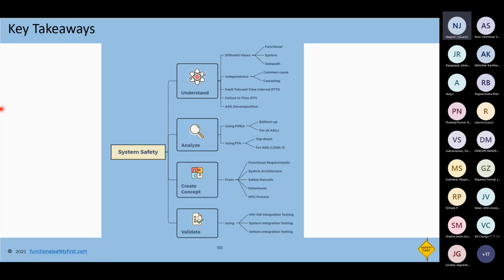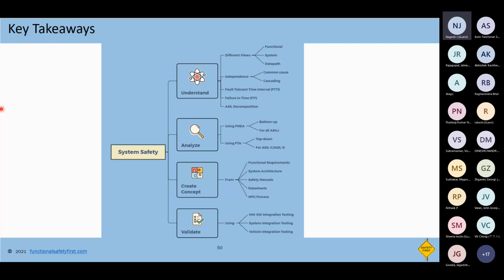Once we have this fundamental understanding of these key concepts from the standard, and a clear view of how our system is going to look, the functional view of our ECU, the system view of our ECU, the data path view of our ECU, then we can start looking at the analysis part. We can start looking at the ways in which my system can fail. The analysis of the system could be done using either the FMEA or the FTA. They are two different ways to perform safety analysis. There are multiple ways in which safety analysis could be done, but since ISO 26262 primarily talks about these two analysis techniques, we have explained those.